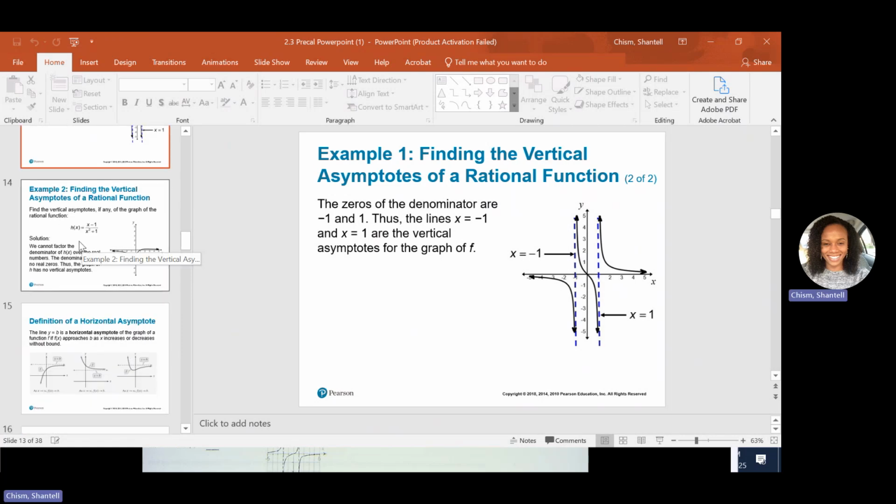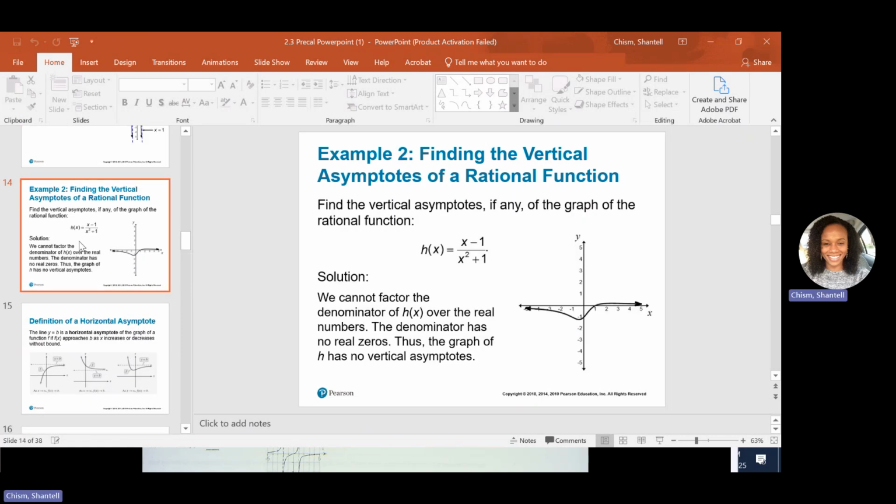Okay? Let's look at this one. It says find the vertical asymptotes, if any, of the graph of the rational function. So here you've got h of x equals x minus 1 over x squared plus 1. The first thing you would try to do is see if you can factor the denominator in order to cancel out a common factor. But x squared plus 1 is not factorable, so there's nothing you can cancel out with top and bottom.